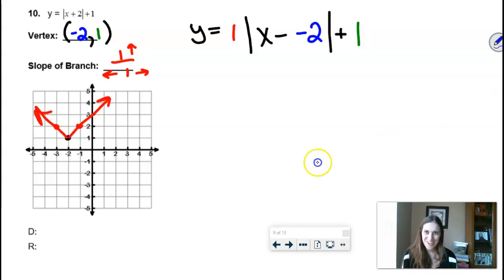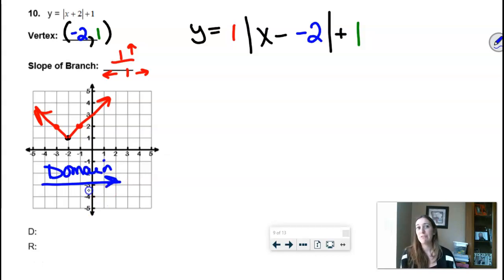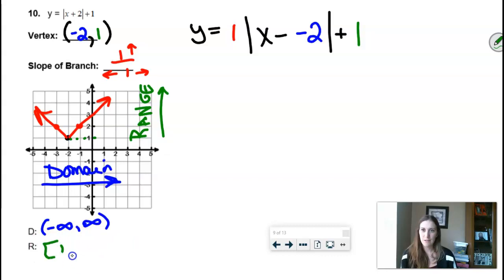All right. Domain. Left to right, so the domain is stretching forever, like the other examples, negative infinity to positive infinity. And then our range is our y values from lowest to highest. So watch your y values here. This guy starts at a 1 and then goes to infinity.